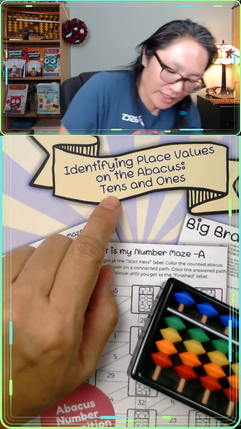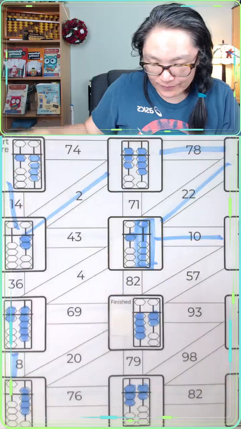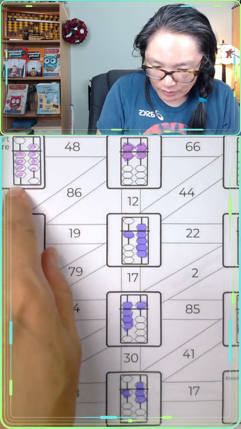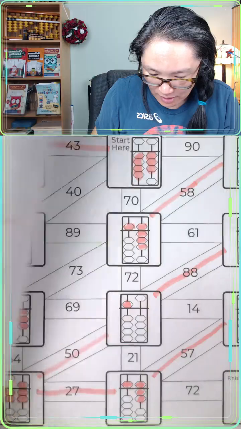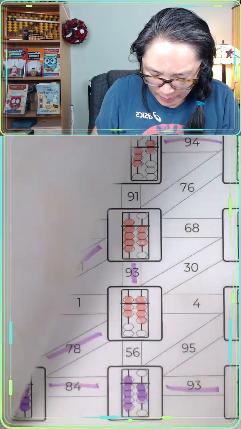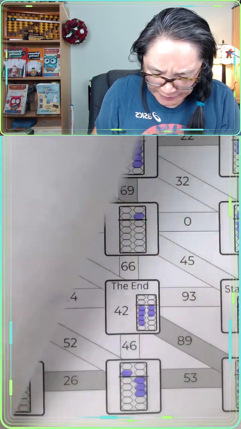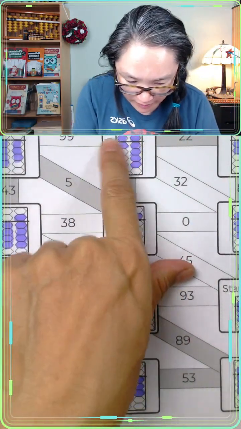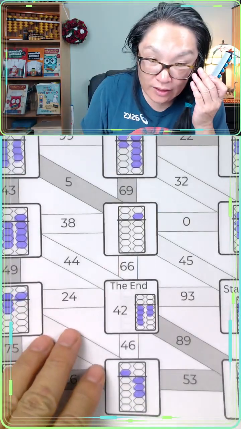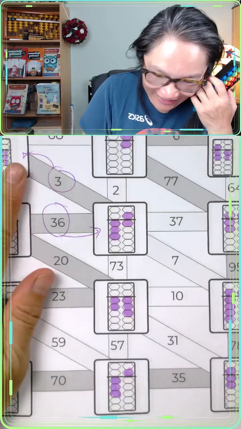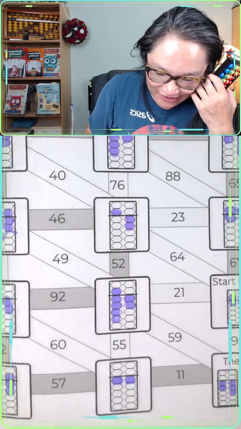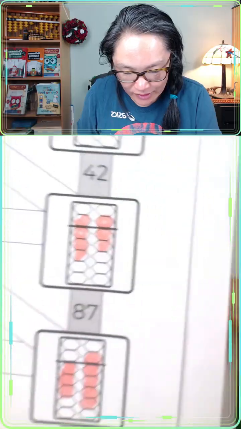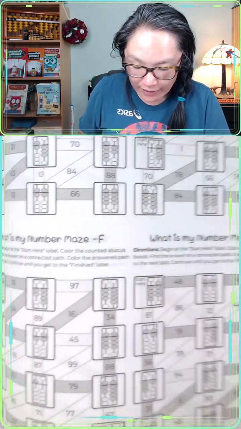What we're doing is the 10s and the 1s. And this is the maze. So that's what we did, we did the maze. You go through and figure out what these numbers are, and then you find out what the path is. And then this is the reverse maze. So I give you the path, and you need to figure out what the number is. And if you're ever curious or not sure what the answer is, I do have answers in the back of the book.